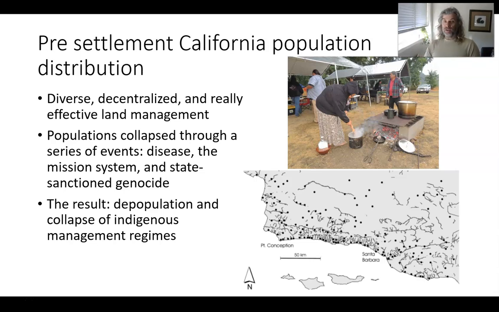But there's a couple of things to point out about this. One is that indigenous society in California was largely decentralized. So you had villages, tribes, a shared language, a common worldview, but without necessarily a central government. Amazingly, or maybe not, land management was very effective during this time. I would argue more effective than land management is at the scale of the state, despite a relatively small population and having that population decentralized.